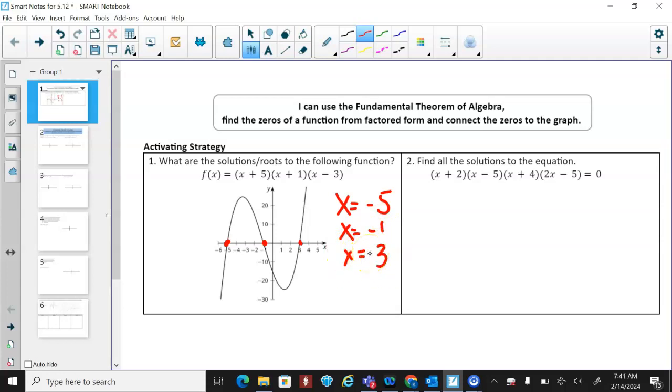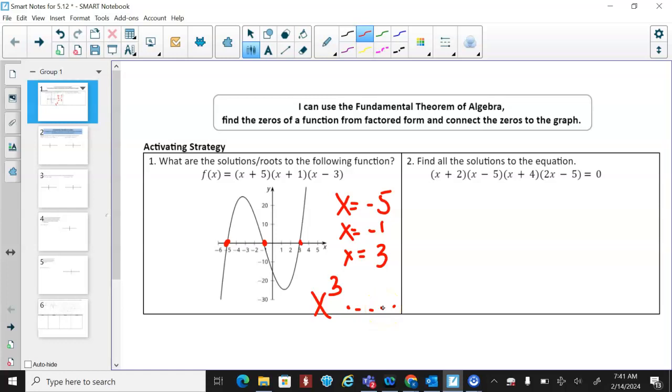Now, can we determine what kind of function it is? Is it a quadratic function? Is it a cubic function? Is it a quartic function? It is a cubic function because it has 3 zeros, right? 3 places where the graph crosses. So the degree of this function would be x cubed, followed by the rest, okay?